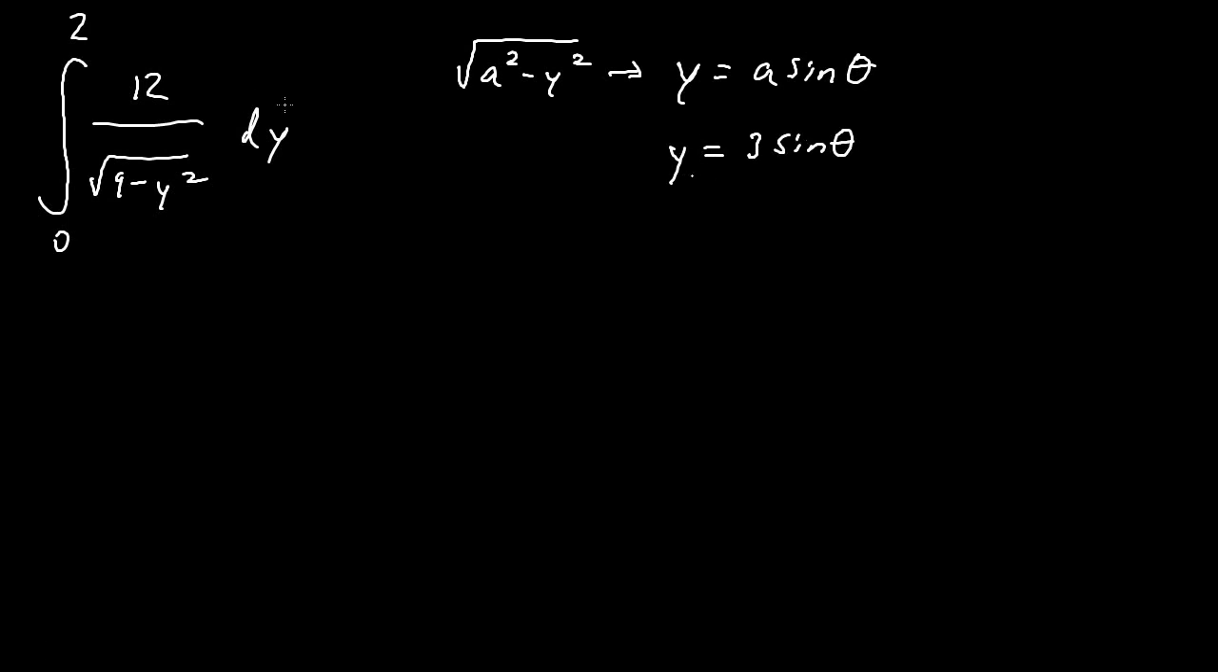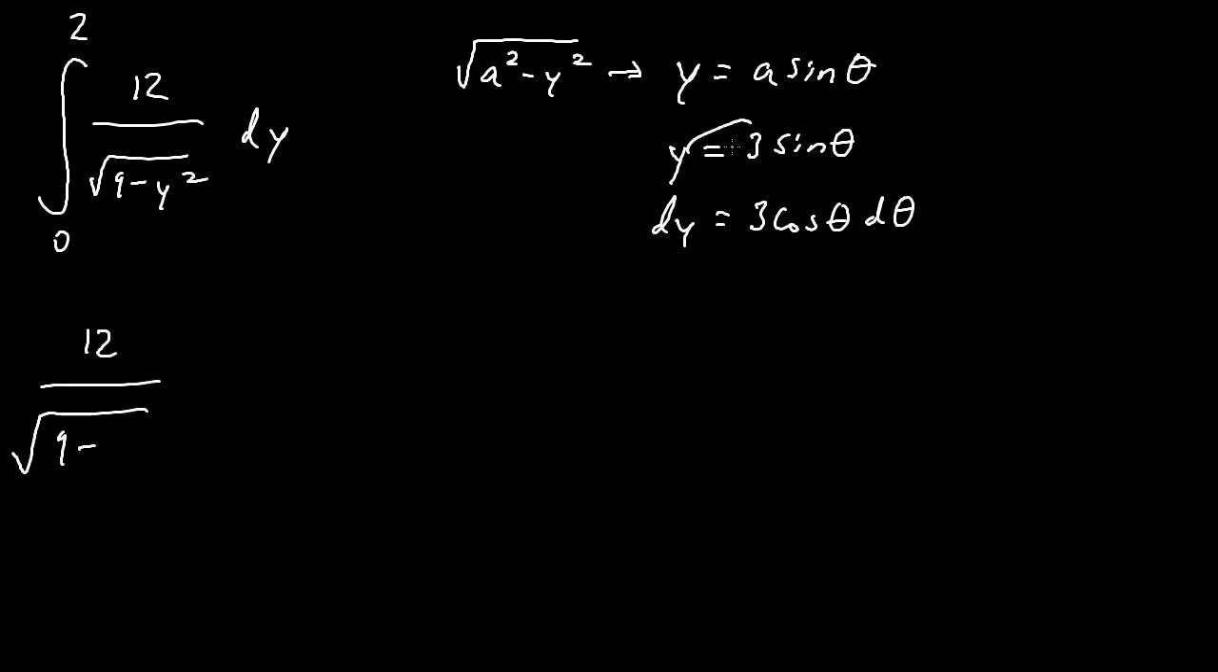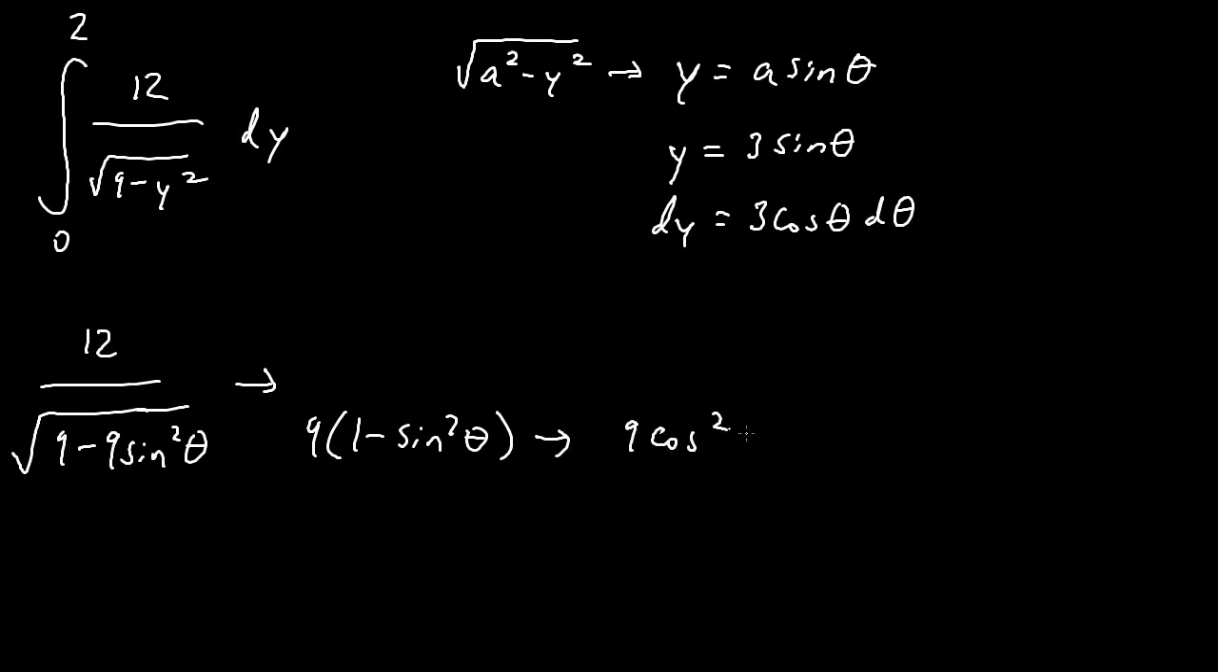Now if we find y, we also need to find what dy is. So if you differentiate y with respect to theta, the derivative of 3 sine theta is just 3 cosine theta d theta. So now we can go ahead and actually substitute it in. So we get 12 over the square root of 9 minus y squared. So 3 sine theta squared, which is 9 sine squared theta. Now if I go ahead and factor out a 9, I'll simplify the denominator right now. We'll get 9 times 1 minus sine squared theta. Now 1 minus sine squared is cosine squared, so we're left with 9 cosine squared theta.